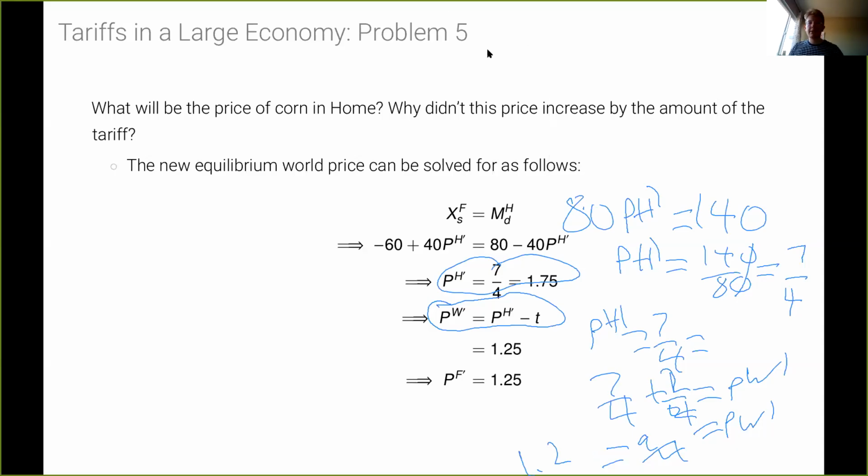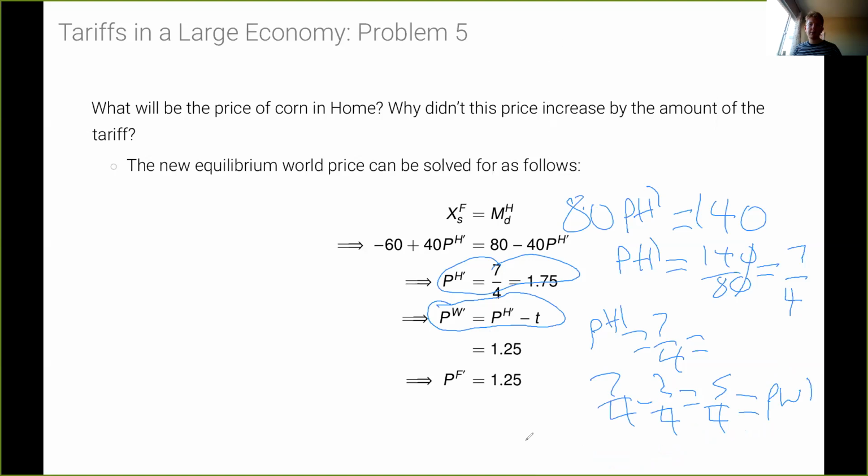I see that I made a mistake here. I needed to subtract 2/4. So let's go back. Sorry about that. And so the world price will be 7/4 minus 2/4. That's going to be equal to 5/4, and that's equal to the new world price.